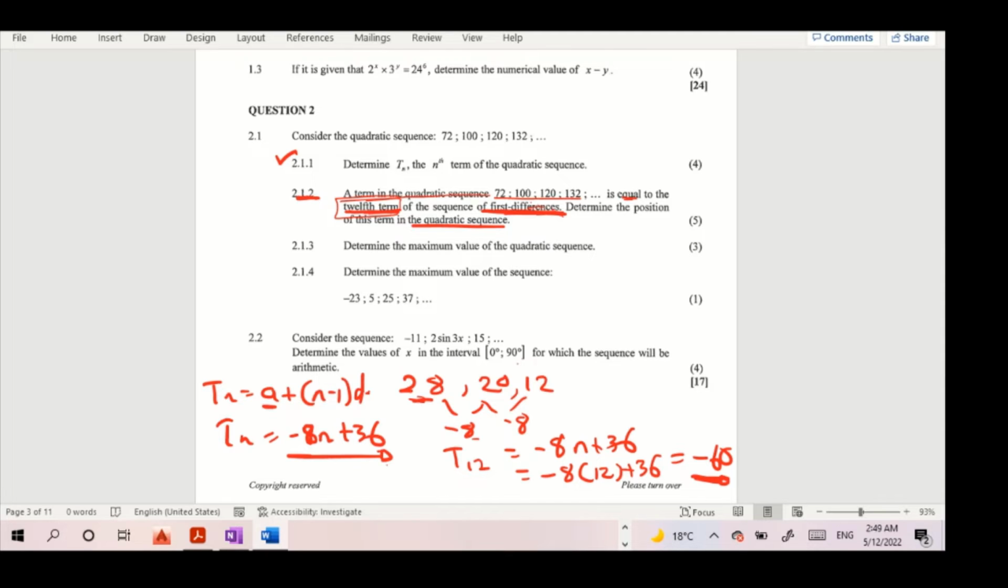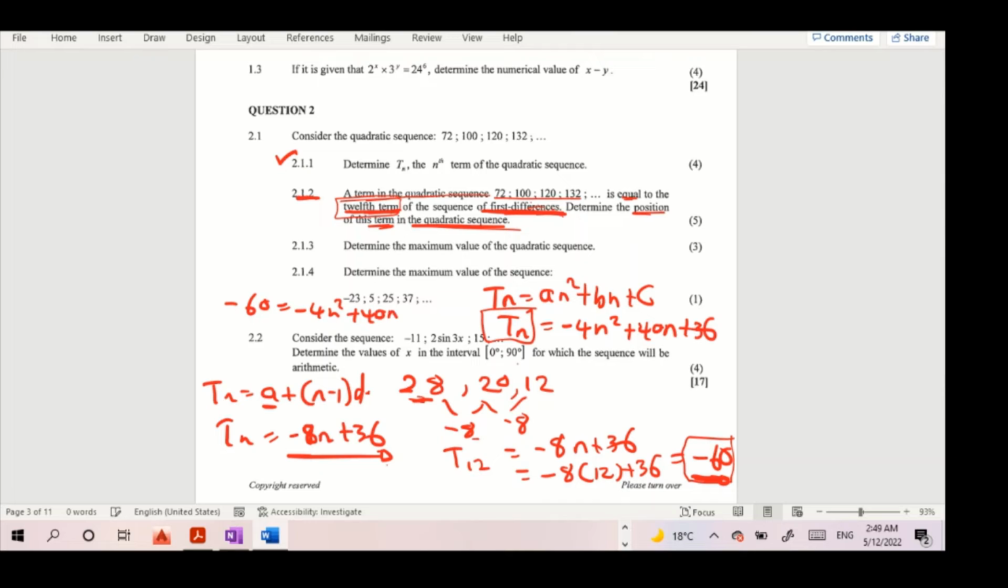Then the question says to determine the position of this term, T12, in the quadratic. So we want to identify its position in the quadratic sequence, meaning this -60 is going to be equal to the quadratic equation, an squared plus bn plus c, which we found to be -4n squared plus 40n plus 36. So you're going to write -60 is equal to -4n squared plus 40n plus 36. Then you're going to solve your equation for n.